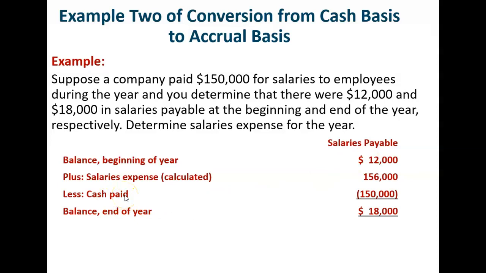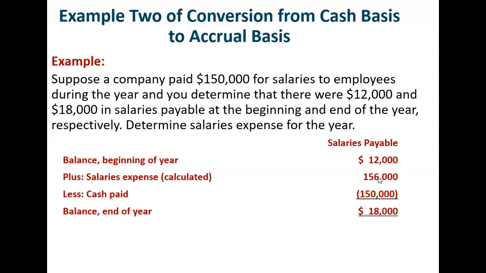Cash was paid at some time during the year to employees for their salaries. So we would have to reduce the liability account by the $150,000, and we know we had an ending balance of $18,000. So what did we have to credit the account for to make this calculation work? Well, $12,000 plus $156,000 minus $150,000 equals $18,000. So given these three numbers, you can calculate the accrual basis salaries expense.